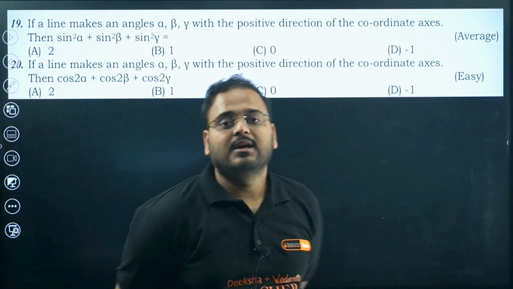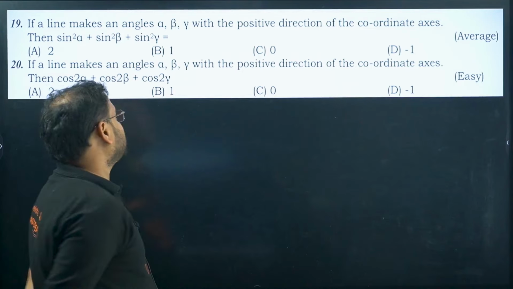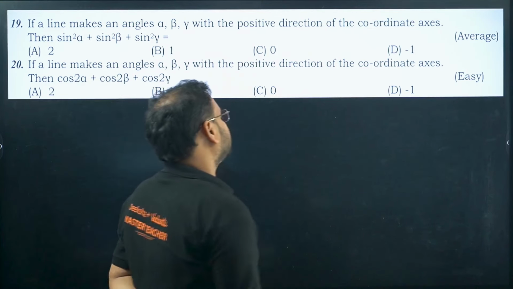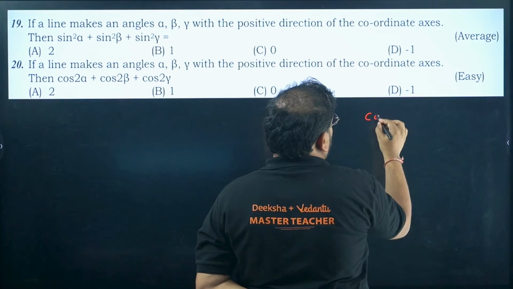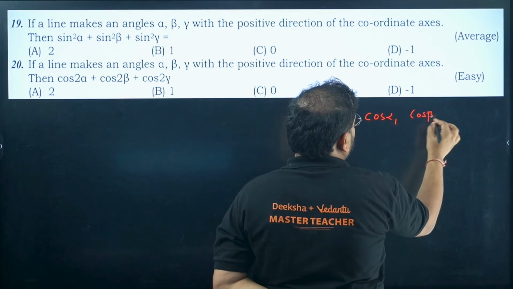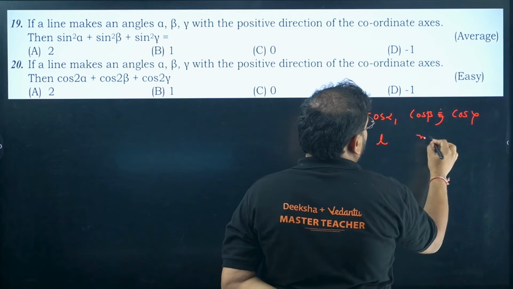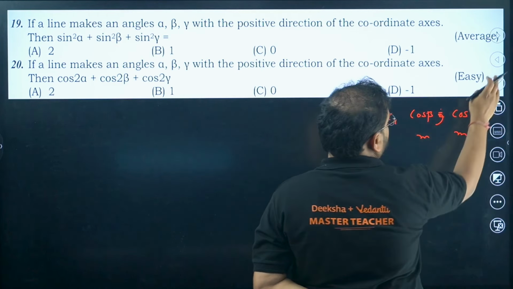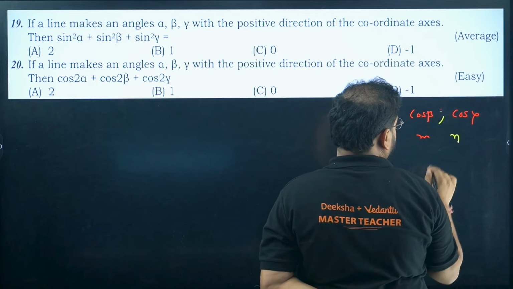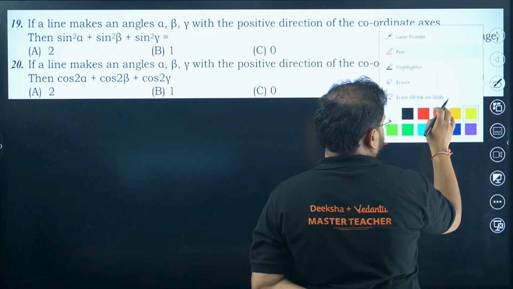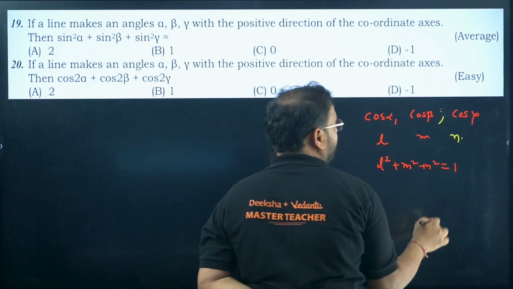Next, 2 problems. If a line makes angles alpha, beta, gamma with the positive directions of the coordinate axes, then what's the value of sine square alpha plus sine square beta plus sine square gamma? When they say positive axes, your cosines are cos alpha, cos beta, and cos gamma. These are the values of L, M, and N. We all know the property L square plus M square plus N square is 1.